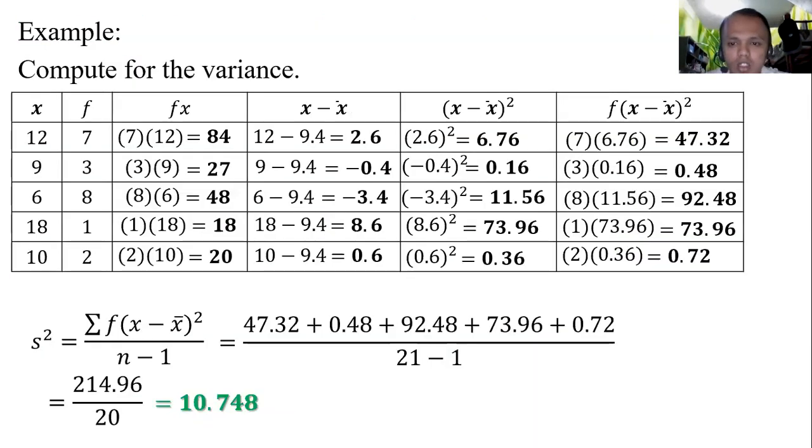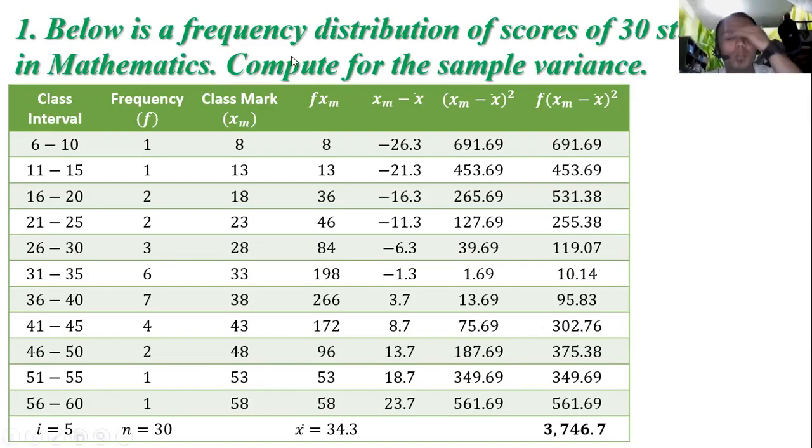Okay? Next. Now, exercise type. Below is the frequency distribution of scores of 30 students in mathematics. Compute for the sample variance. Now, so again, I already computed for the class mark, the product of class mark and frequency, the deviation, the square deviation, the product and the summation, no, of frequency times square deviation, and that is 3,746.7. What we need to do here is to substitute na lang, no, and divide it to n minus 1. Substitute natin yung summation of frequency and the square deviation.